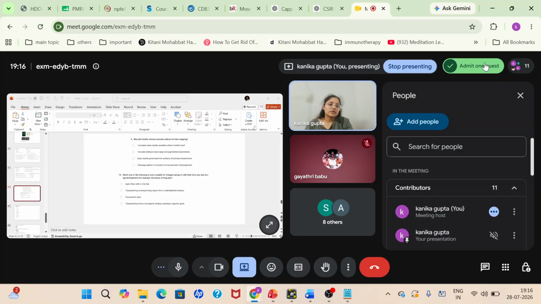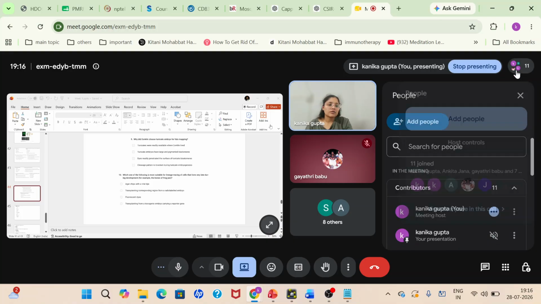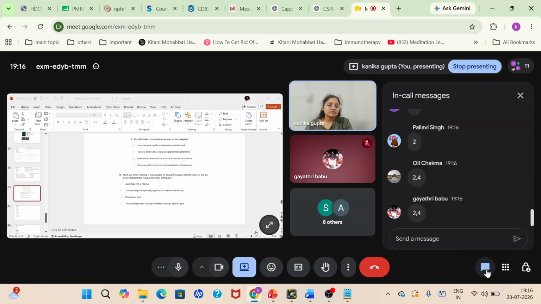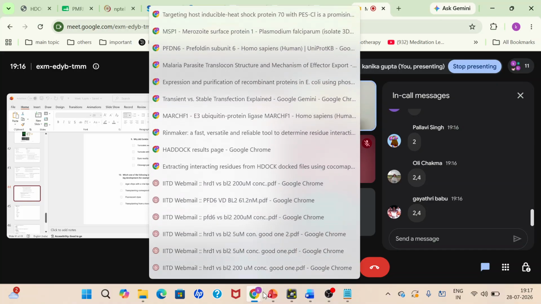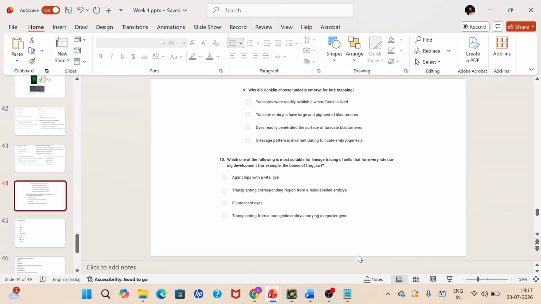Who wants to join? I can't see anyone. Yes, the answer is 2 and 4 because the cells are pigmented, which helps us to understand the fate map better, and the cleavage is invariant, so we can understand it better. Okay, next question. Which one of the following is most suitable for lineage tracing of cells that form very late during development? For example, the bones of frog jaw.